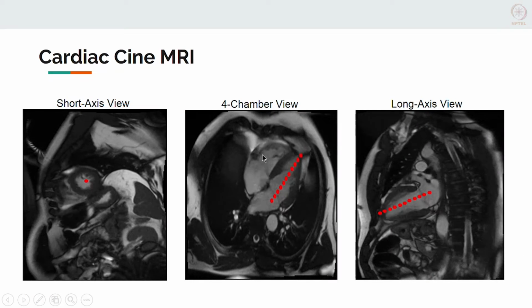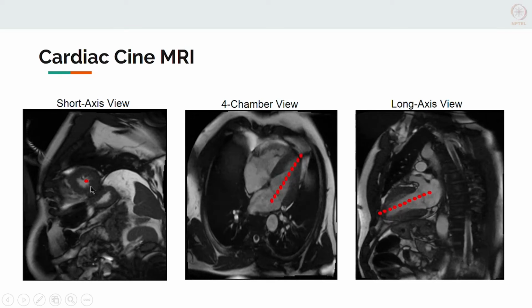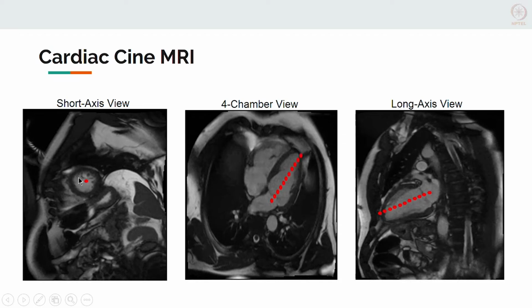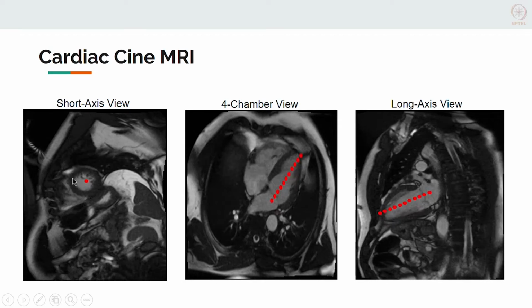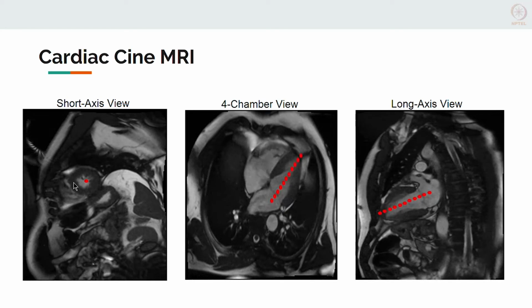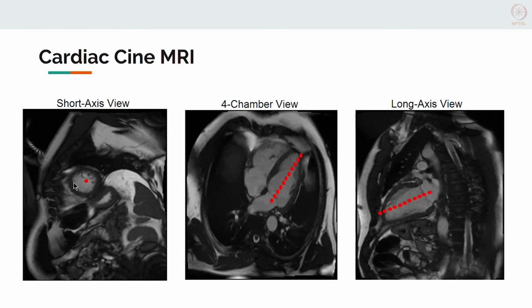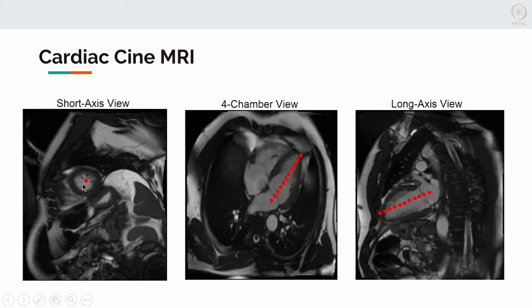Here is an animation of the short axis view. If you look at this, this is the compartment into which the blood goes through. The dark region here is called the myocardium. The myocardium is the muscle which twists and compresses the heart, you can think of it that way, and pumps the blood out into the system.